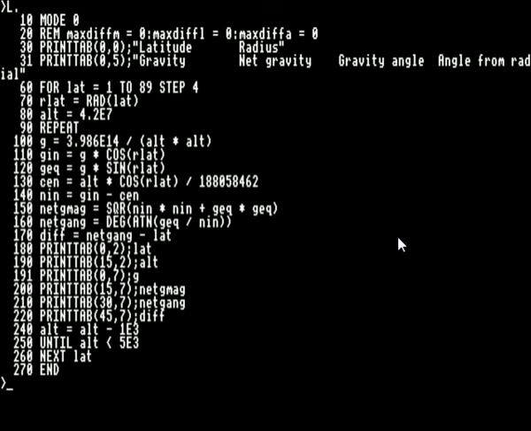For every latitude from 1 to 89 in steps of 4. Set the latitude in radians to be the radian equivalent of the latitude in degrees, like duh. Start the altitude at 4.2 E7, also known as 42,000 kilometers. Then repeat means from here down to the until, keep doing everything that's in between.